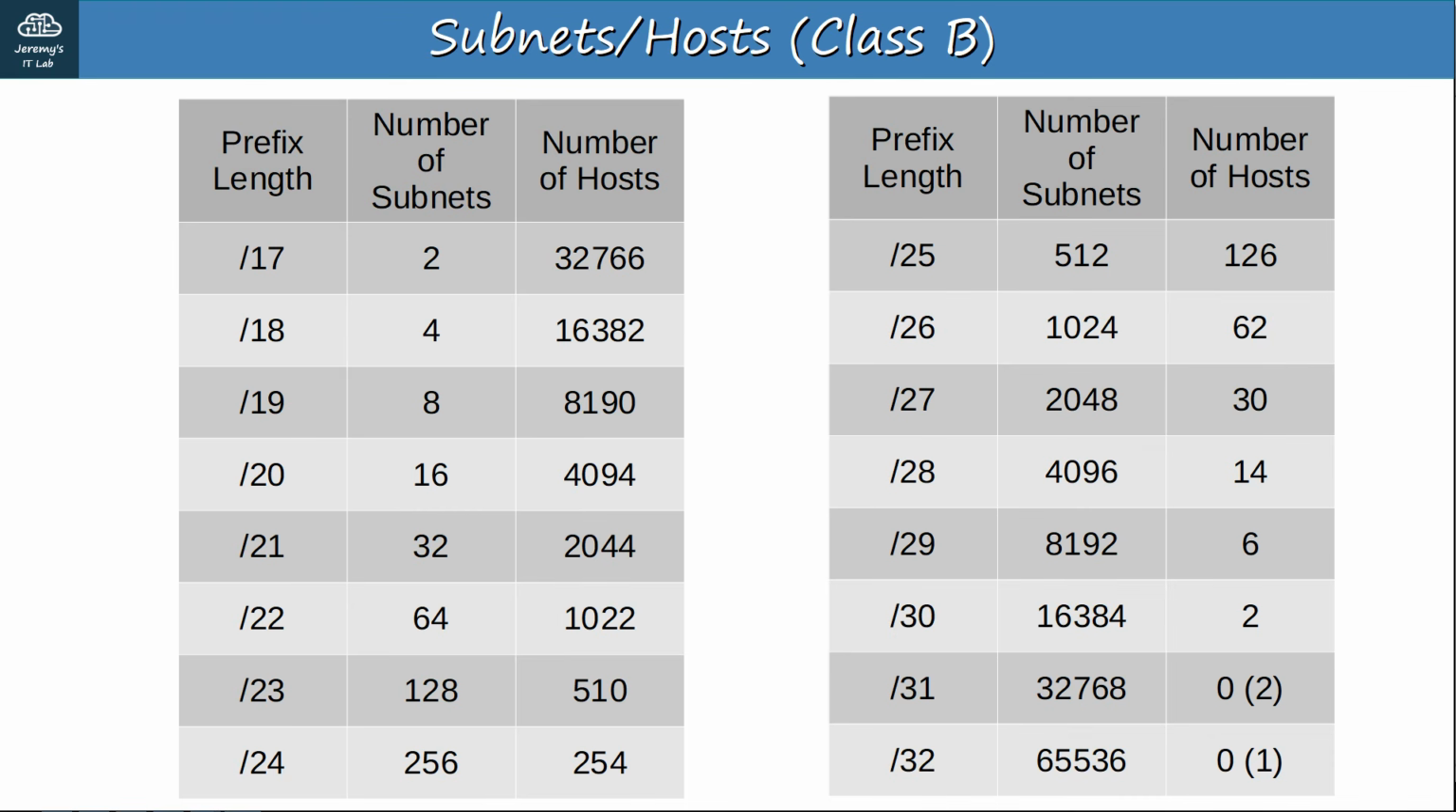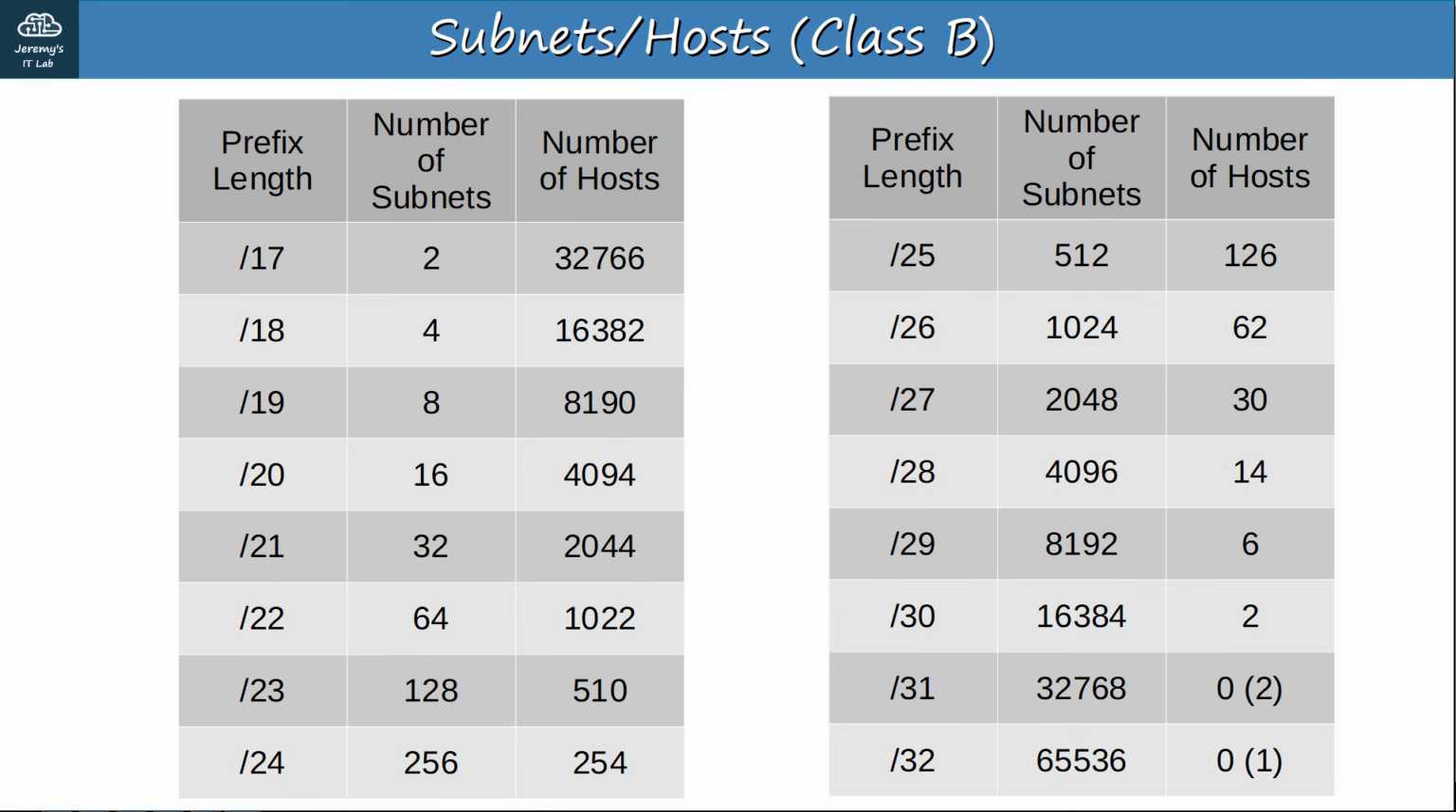Here's a chart like the one I showed you for Class C addresses, showing the number of available subnets and the number of available host addresses for each prefix length when subnetting a Class B network. Don't worry, it's not necessary to memorize these numbers. That would simply be a waste of effort.